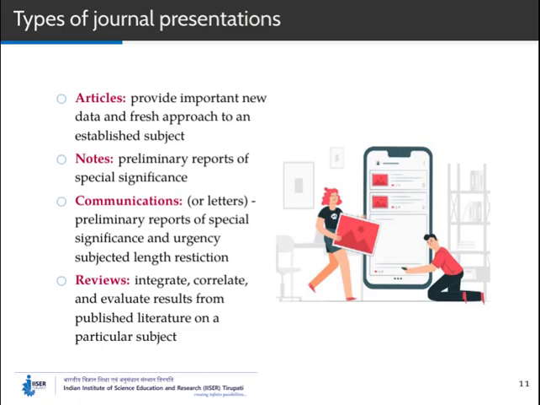The journal articles can be classified into four types. Articles are the usual way to communicate a research work. Even though it is expected to be short and precise, there is no page limit for them. A note covers mostly a single significant aspect of a research work. The third one is communication or letters, which are preliminary reports of special significance and urgency. Usually notes and communications are subject to length restrictions. Finally, review articles summarize research achievements over time in a particular field.